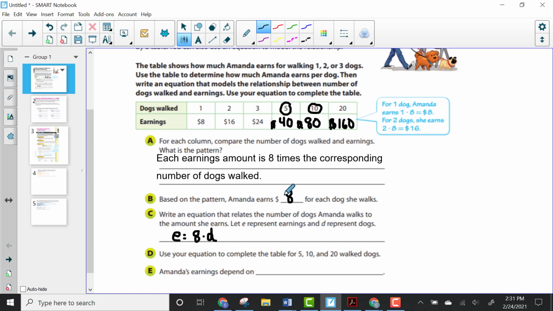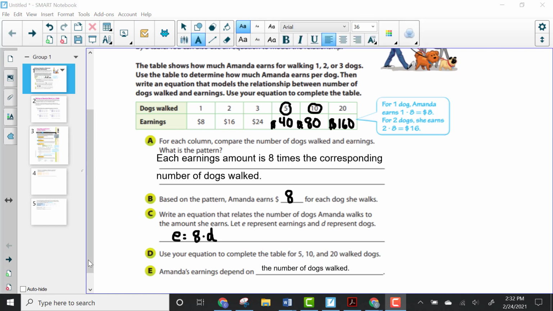So it says Amanda's earnings depends on the number of dogs walked. We'll put that right in for letter E. So we could say that the number of dogs walked would be the independent variable. The earnings would be the dependent variable. In other words, as the number of dogs walked increases, the earnings increases. So the earnings would be the dependent variable, dogs walked the independent variable.